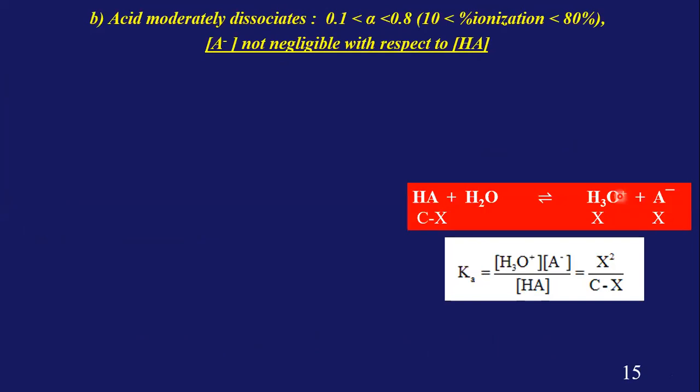Now, when HA is not negligible relative to A minus, this is an acid with a moderate amount of dissociation. It dissociates more than 10%, but less than some upper limit, at least more than 10%. If it's dissociating more than 10%, that means I cannot neglect this X, remember? This is our method previously. So I can no longer neglect X.